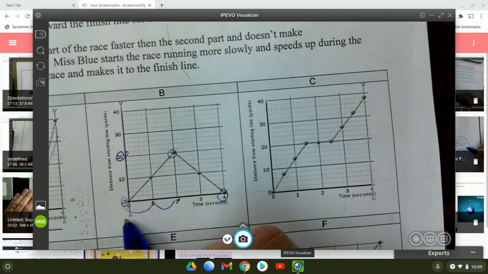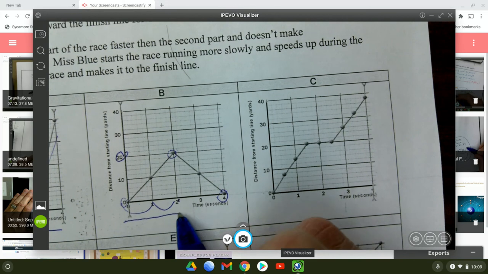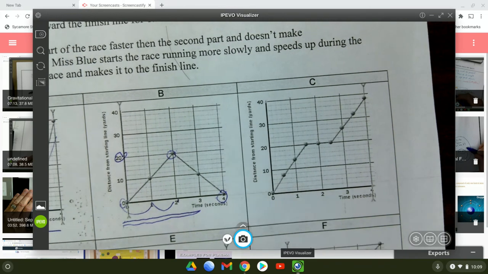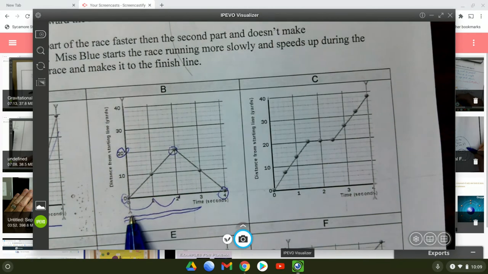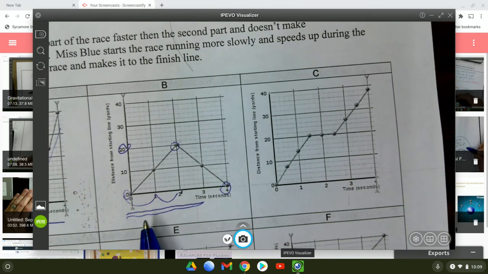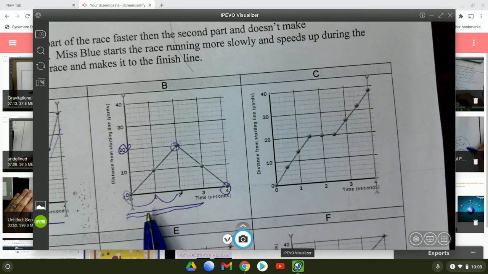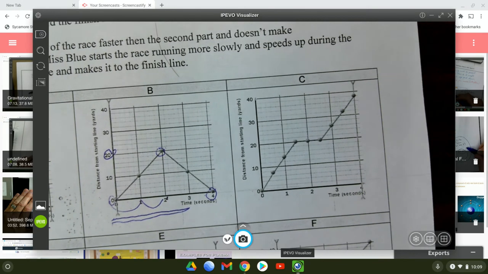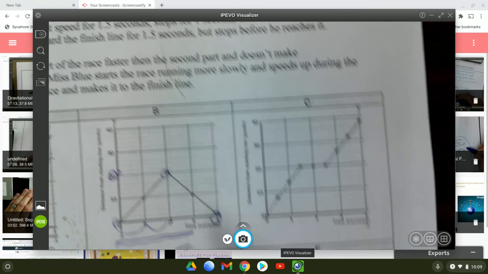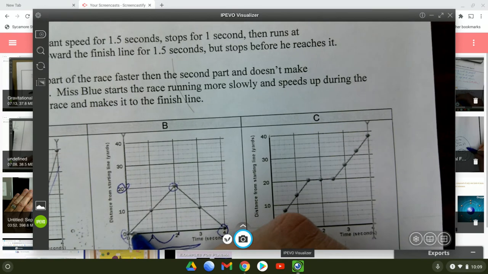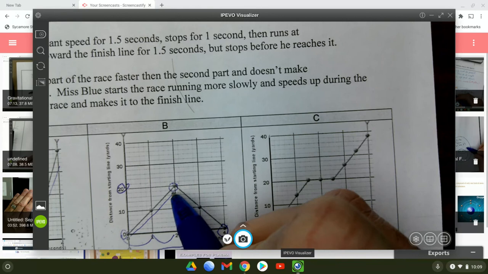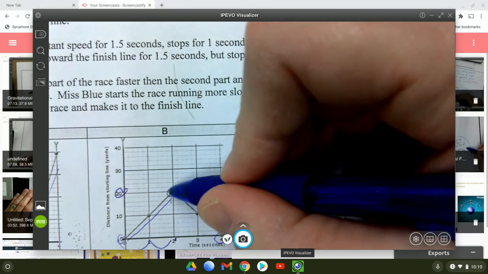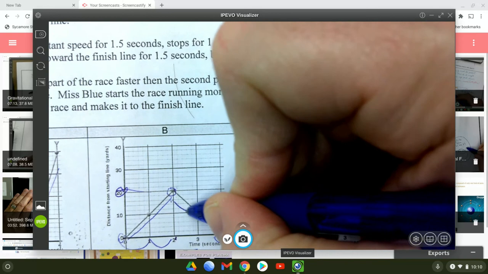So, think about a person walking. 1001, 1002. The person has walked for 20 yards and then turned around and walked back. So we should be able to know then that when the slope is moving up like this, the person is moving away from the point of origin. And here, at a certain time spot, the person is moving back.